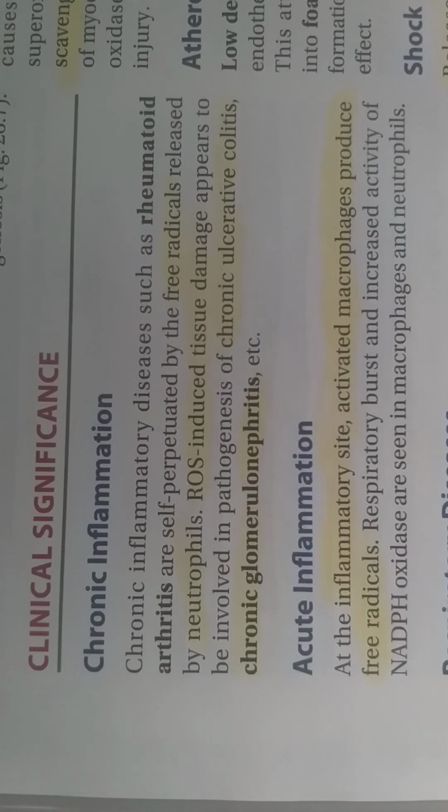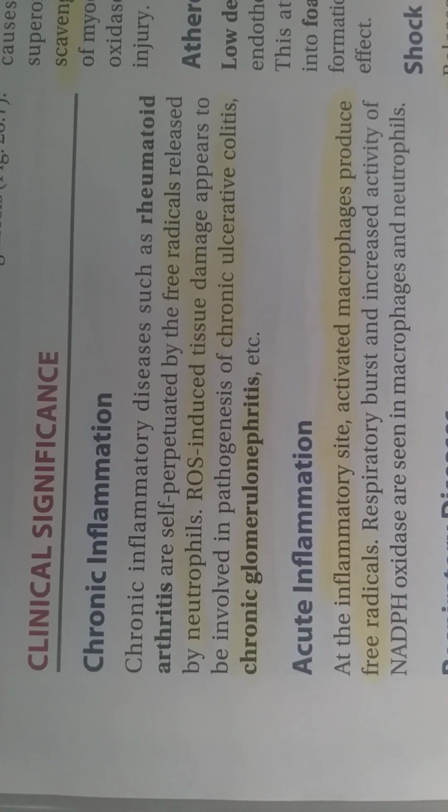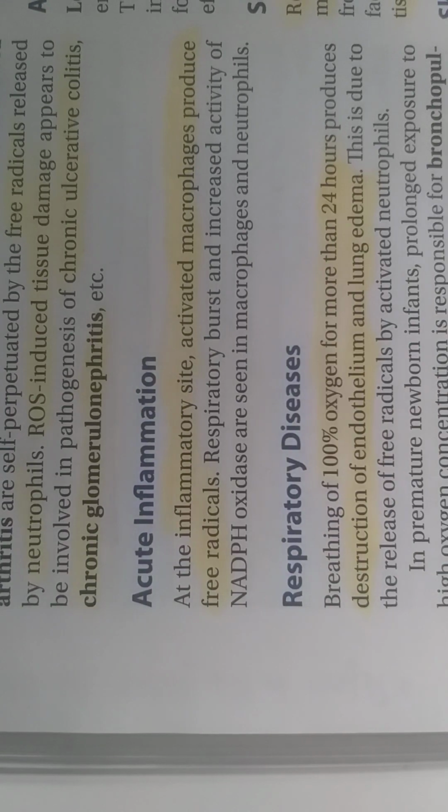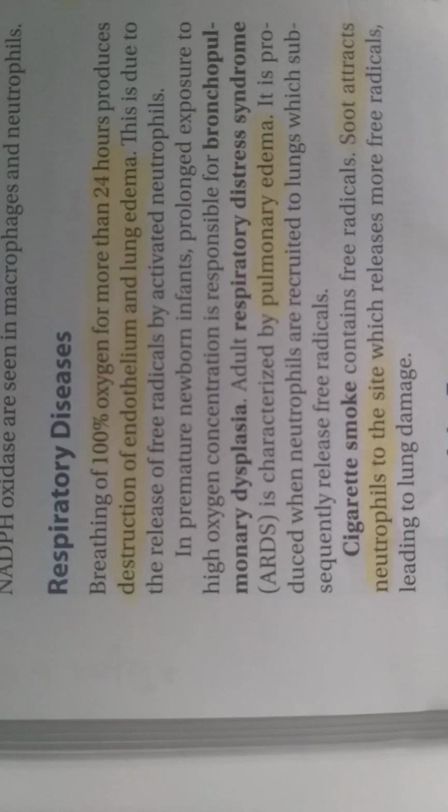And also there are other induced tissue damages which appear to be involved in the pathogenesis of chronic ulcerative colitis, chronic glomerulonephritis, etc. Now acute inflammation. At the inflammatory site, activated macrophages produce free radicals. Respiratory burst and increased activity of NADPH oxidase are seen in macrophages and neutrophils, and these act as a basis for defense of the body.